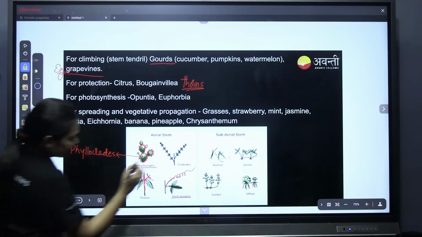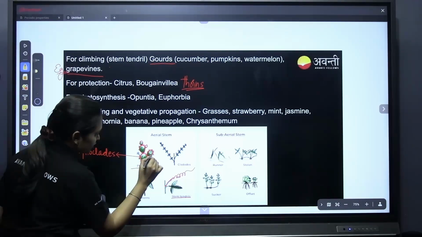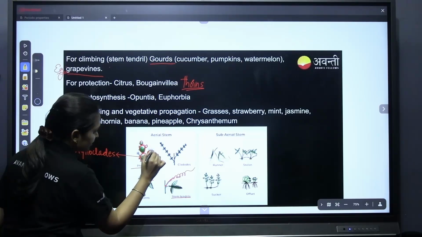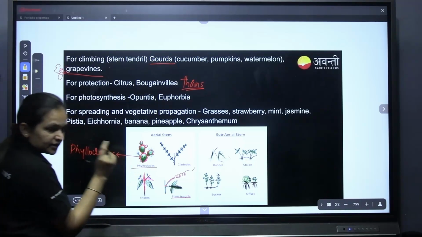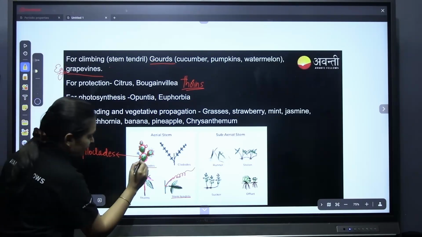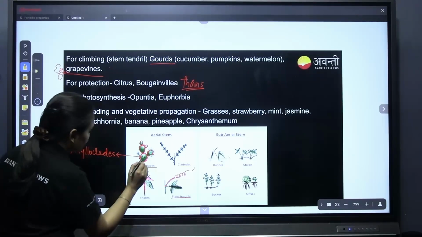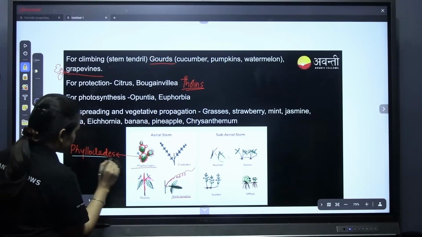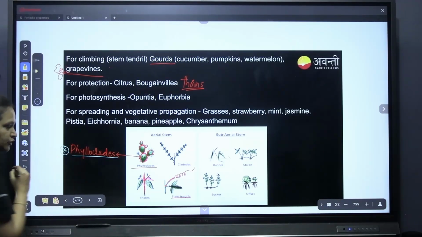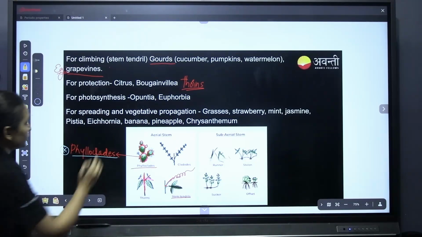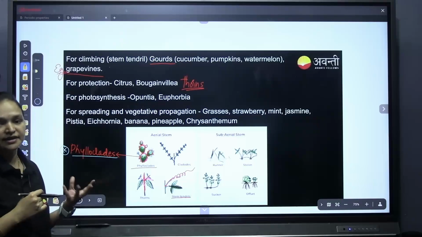And here, spine-like structures, if you see, these are spines coming out of it. Actually these are modified leaves. The spines in that are modified leaves. This fleshy part, the green part which has the photosynthesis function, is a stem modification. This is also called phylloclades, and this is also a previous year question. For photosynthesis, examples are Opuntia and Euphorbia, these are cactus.